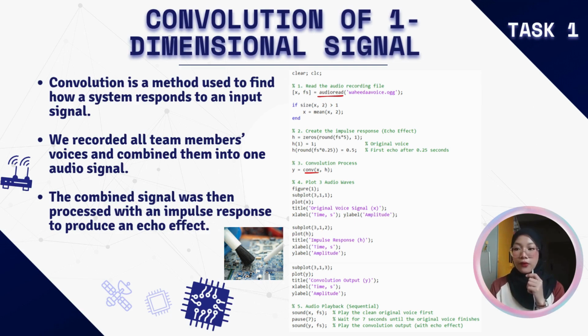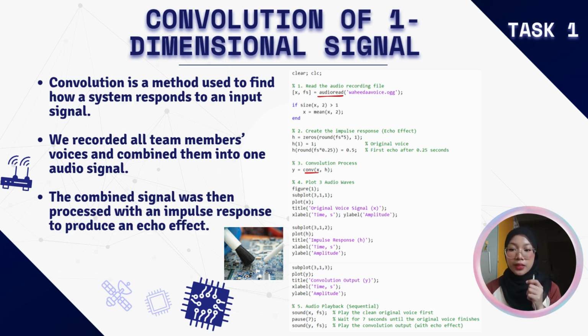What is convolution? Convolution is a method used to determine how a system responds to an input signal. So in this task, we recorded the voices of all group members and combined them into one audio signal. How we do it? First, we imported the audio recording into MATLAB using the audioread function. Since the recording was in stereo, the code converted it into a single channel signal by averaging both channels.